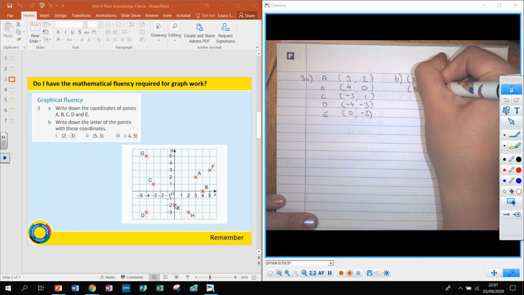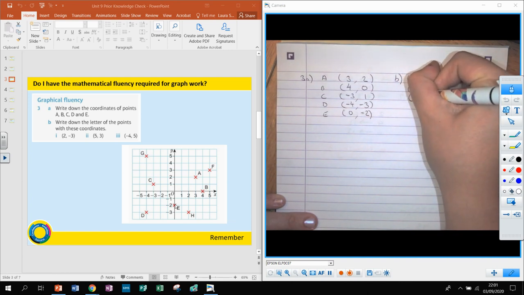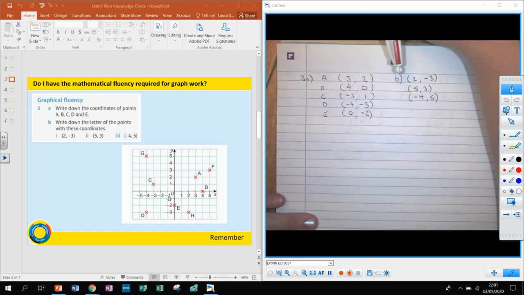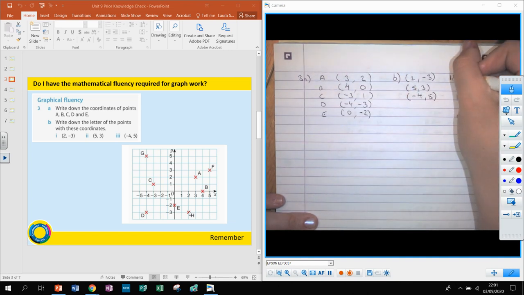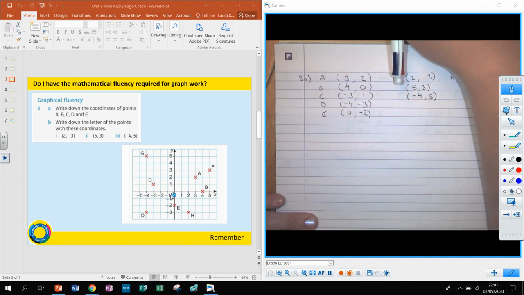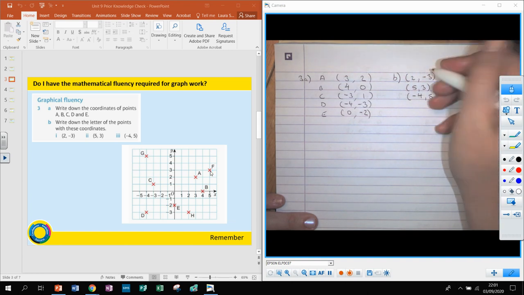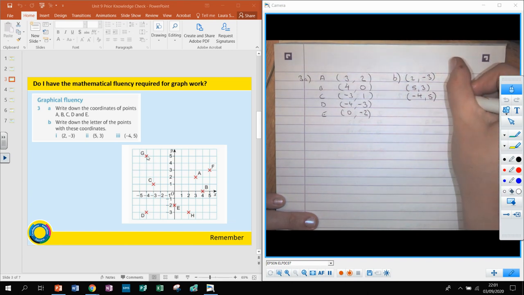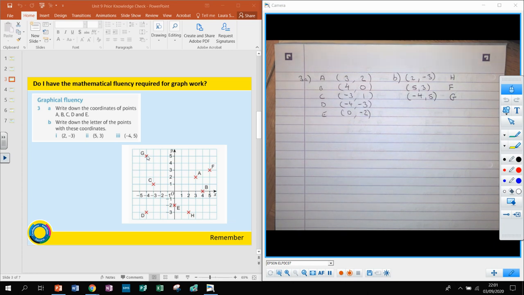Right, and for part B, it's asking us which points have these coordinates. So let's write them down ahead of time so that we've got them, and then we'll look to see what points. So (2, -3), we're going across 2 and down 3. That is H. (5, 3), we're going across 5 and up 3, that's F. And (-4, 5), we're going left 4, and then up 5, which is G. So that was H, F, and G.